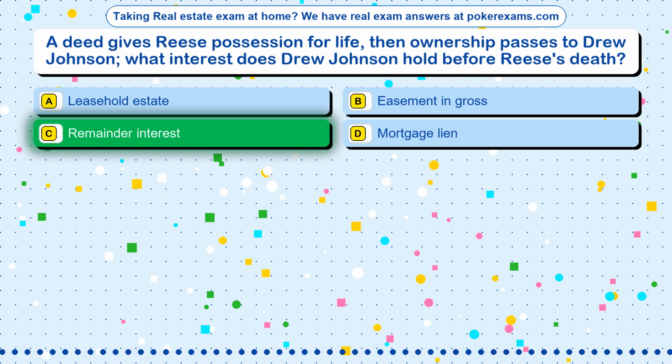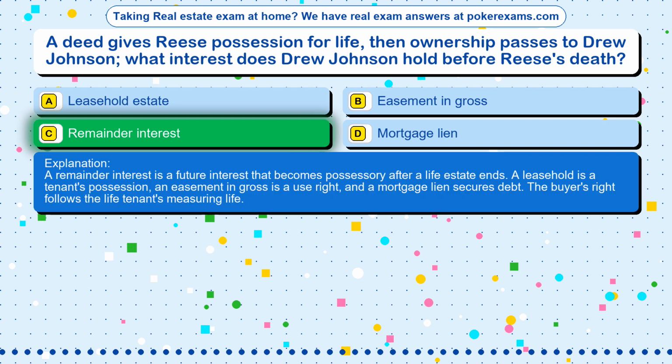The correct answer is option C, remainder interest. A remainder interest is a future interest that becomes possessory after a life estate ends. A leasehold is a tenant's possession, an easement in gross is a use right, and a mortgage lien secures debt. The buyer's right follows the life tenant's measuring life.